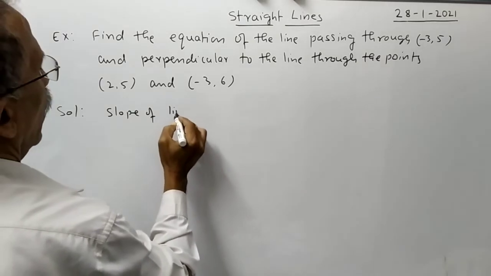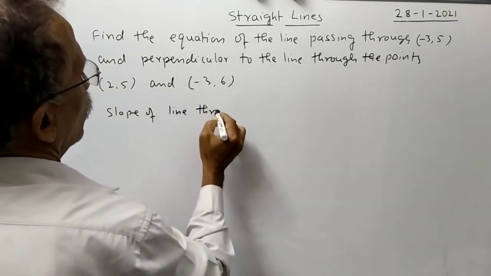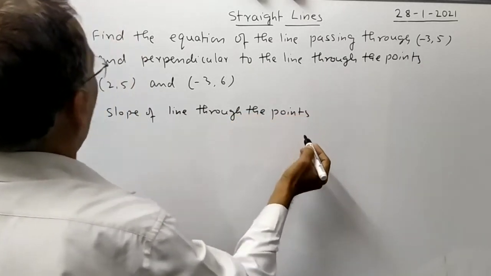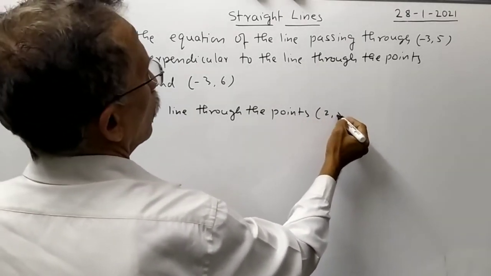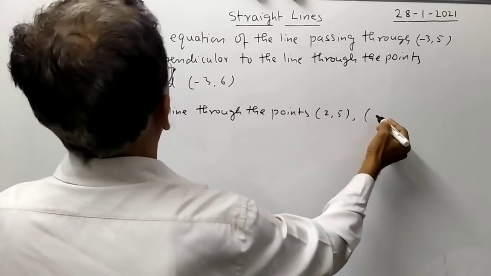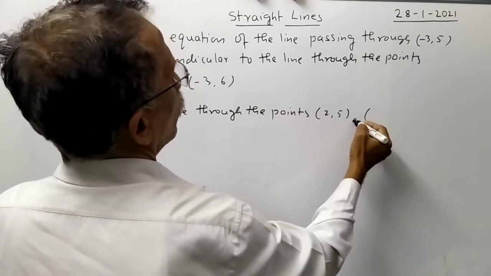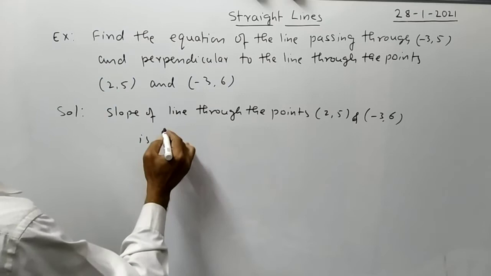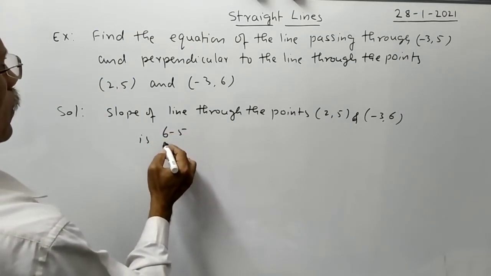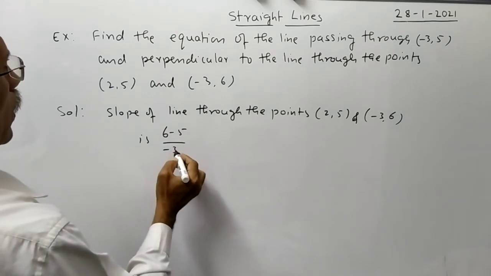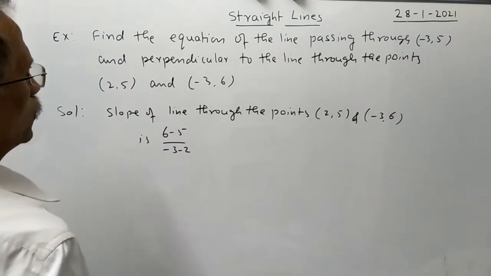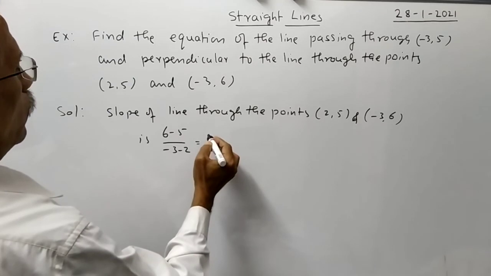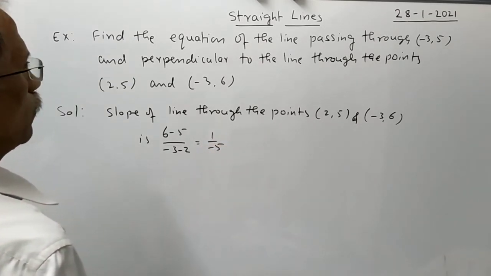Slope of the line through the points 2, 5 and -3, 6 is 6 minus 5 divided by -3 minus 2, which is equal to 1 divided by -5.